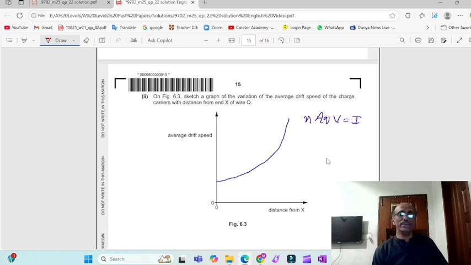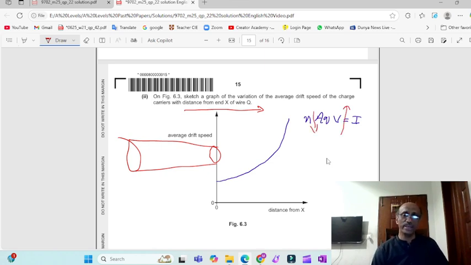Now he is saying that when it moves from one end to the other end, what will happen? At this point, the cross-sectional area was greater. When it moves to the other point, the cross-sectional area will decrease. So when the area decreases, velocity will increase. So an increasing gradient graph will be there. When area and velocity are multiplied with each other, it means they have an inverse relationship with each other.